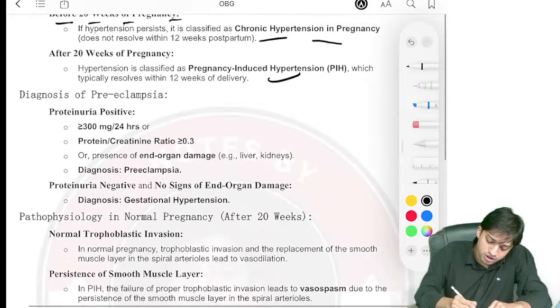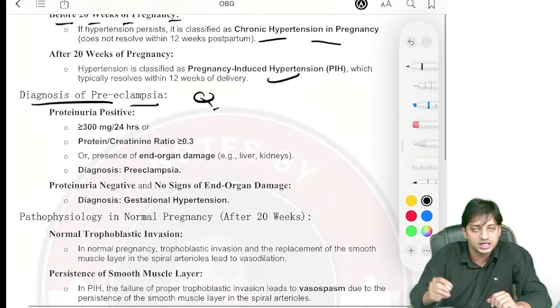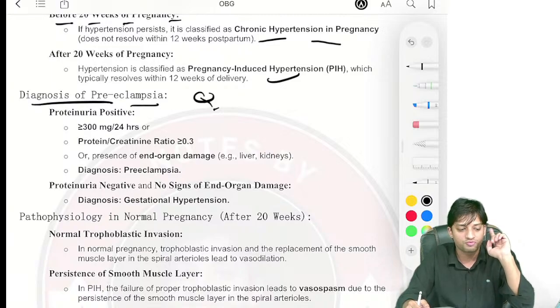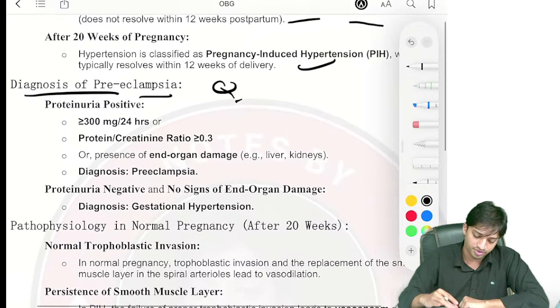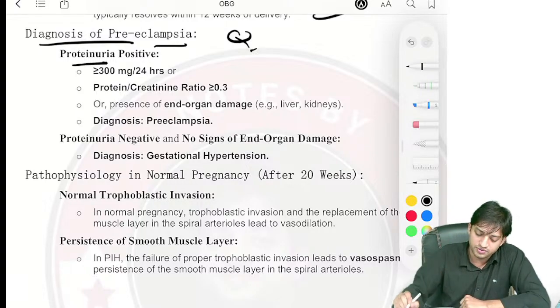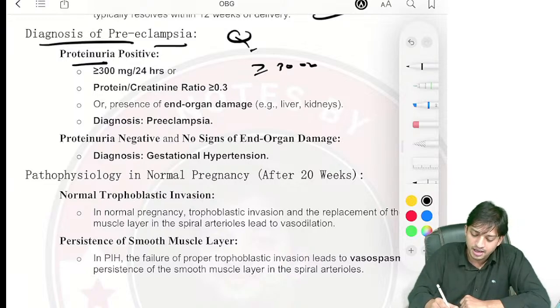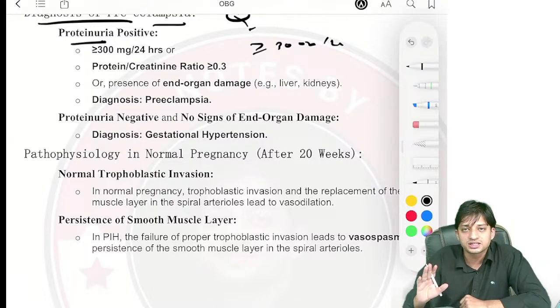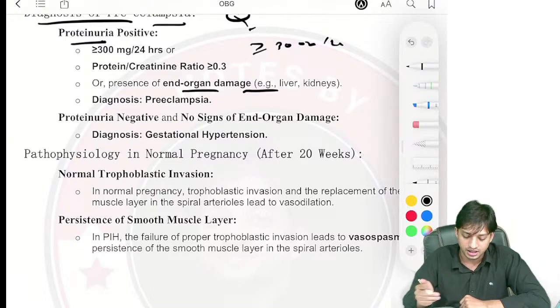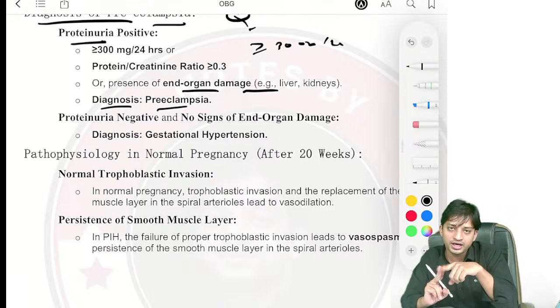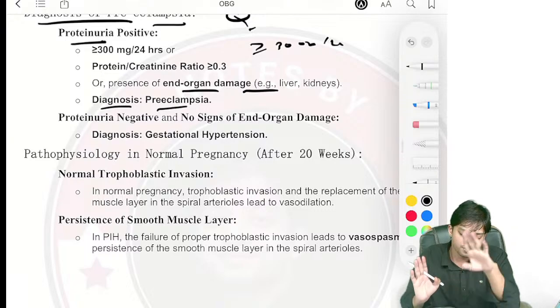Now, diagnosis of preeclampsia. One more question. Preeclampsia is associated with PIH, right? So we will be discussing the topic of preeclampsia. They have asked you a lot many times. In preeclampsia, what do you find? Proteinuria is positive, right? It is more than 300 milligram per 24 hours. Or you can see if there is a sign of end organ damage. Proteinuria with signs of end organ damage, the diagnosis always becomes preeclampsia.